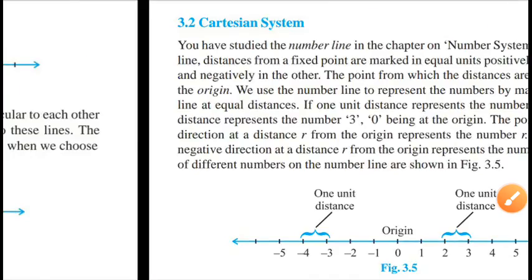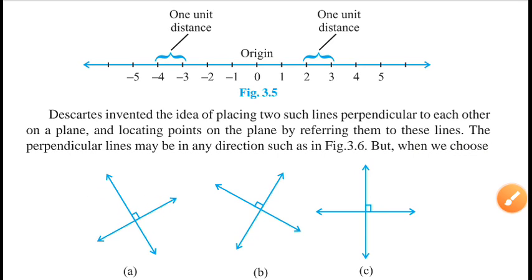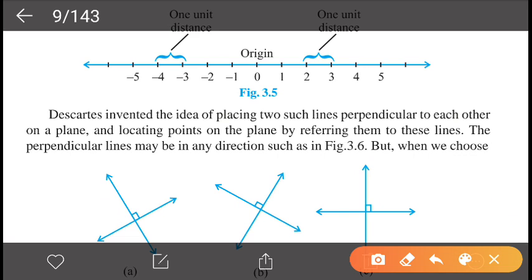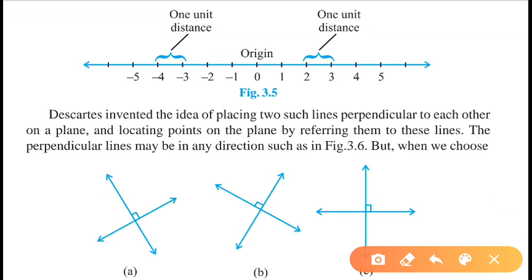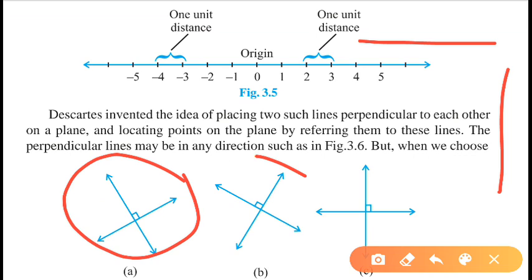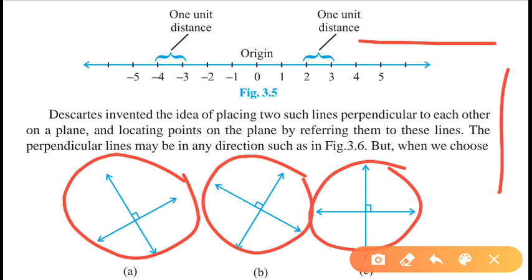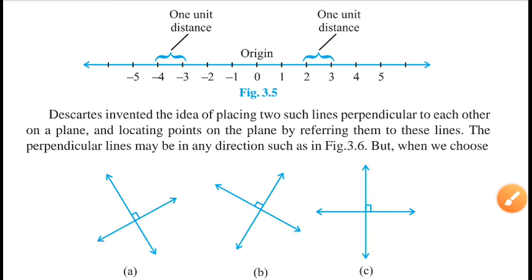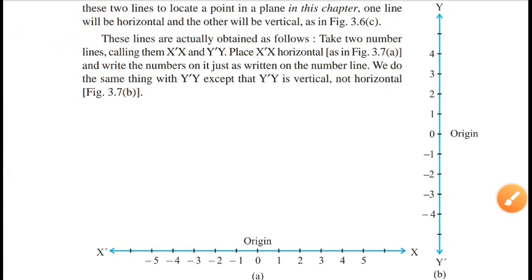So the location of different numbers on the number line is shown over here. Clear? Now the person further tried to have such lines, horizontal and vertical lines. He tried to put them perpendicular to each other. One is the horizontal line, the other one is the perpendicular line. Let's see what conclusion he came to.